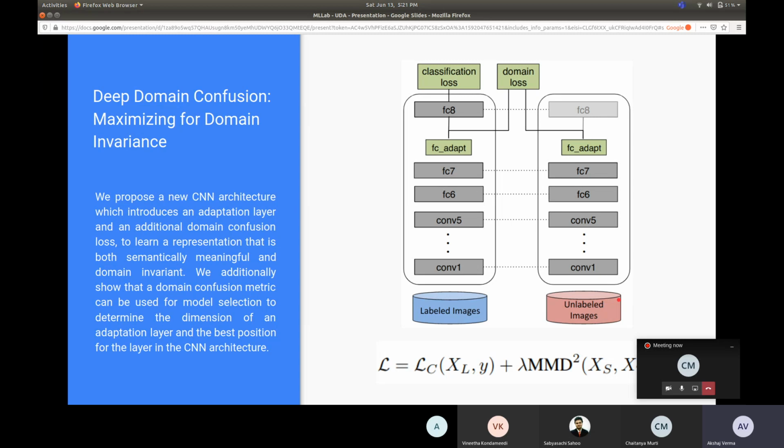So once you pass it through the FC adapt layer, it goes into two different losses. The labeled images only go to the classification loss, while a combination of labeled images and unlabeled images go to the domain loss. So you calculate both of these. The domain loss is essentially the maximum mean discrepancy loss. So once you have that, you combine these and then you run backpropagation as usual.